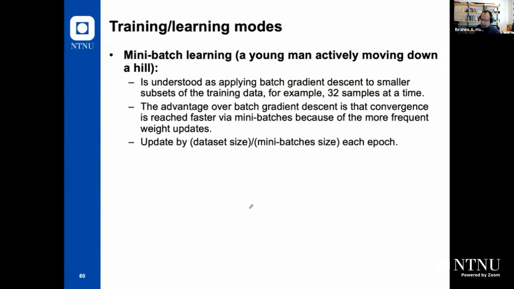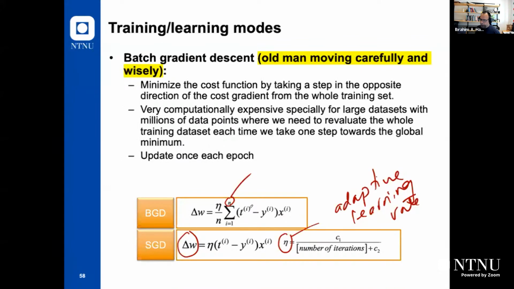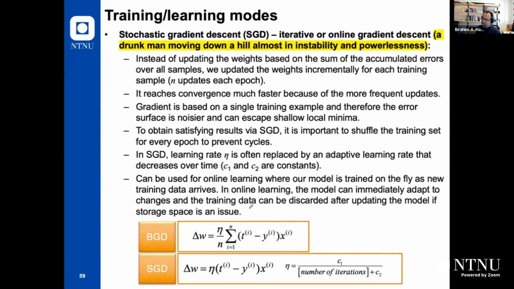On the other side, this is batch gradient. On the other side, stochastic gradient is iterative or online gradient descent, and it's like a drunk man moving down a hill, almost in instability and powerlessness. He doesn't care. He's very quick. So instead of updating the weights based on the sum of the accumulated errors over the samples, we update the weights incrementally for each training sample. So we do n updates each epoch. If the size of your data set is n, you will do n updates in each epoch.